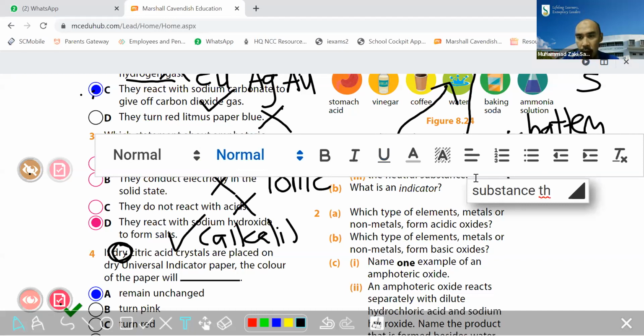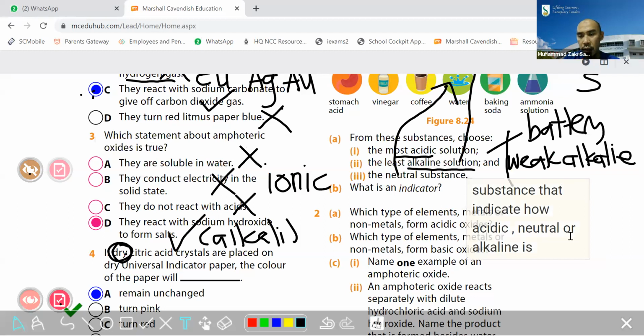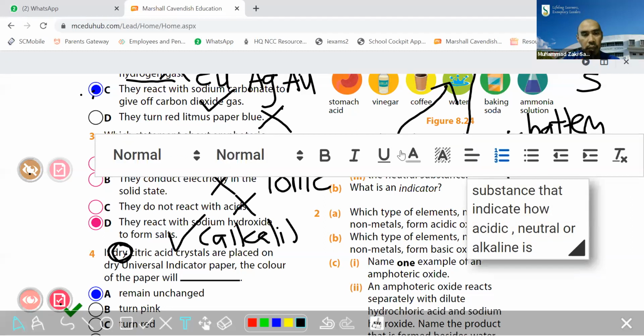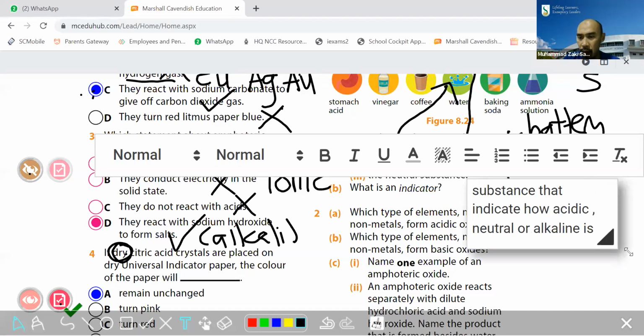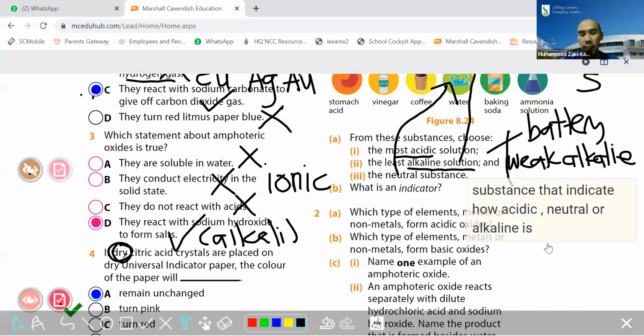The font is very big. Okay. Right. Then so-called indicate how acidic, neutral, or alkaline. Right. Okay. Never mind. So this is the answer. Okay. I need to erase everything. It looks very messy.